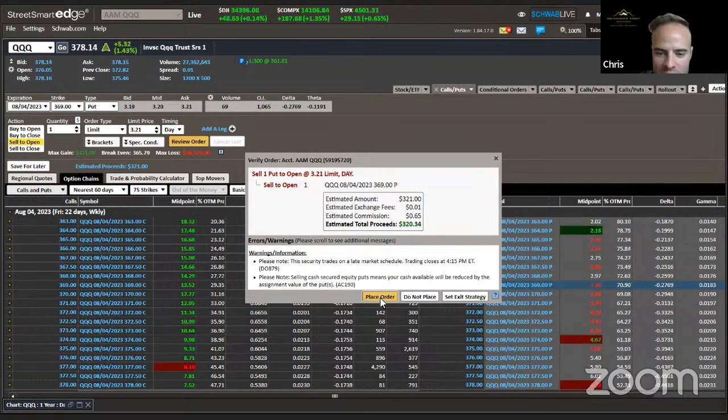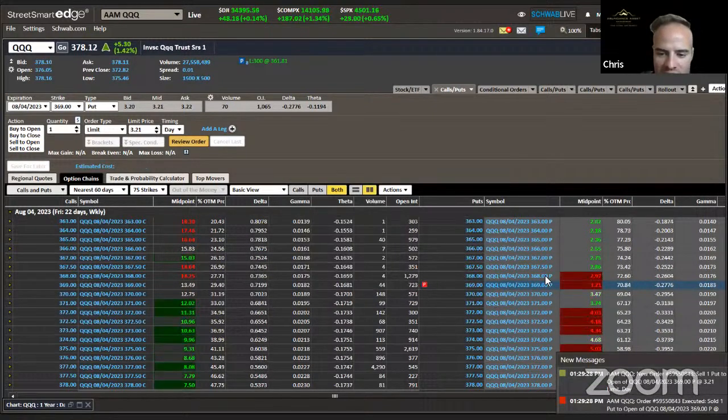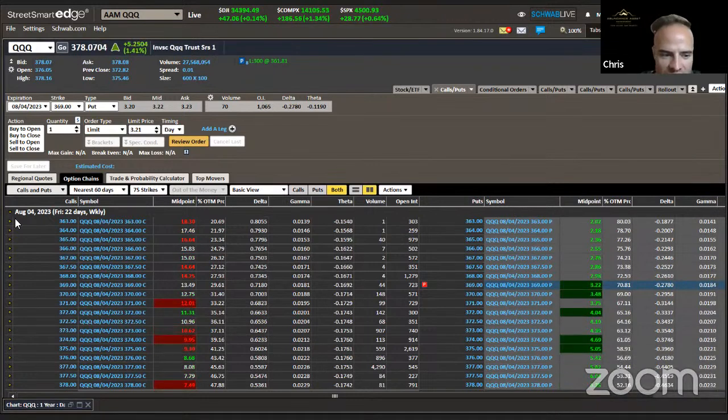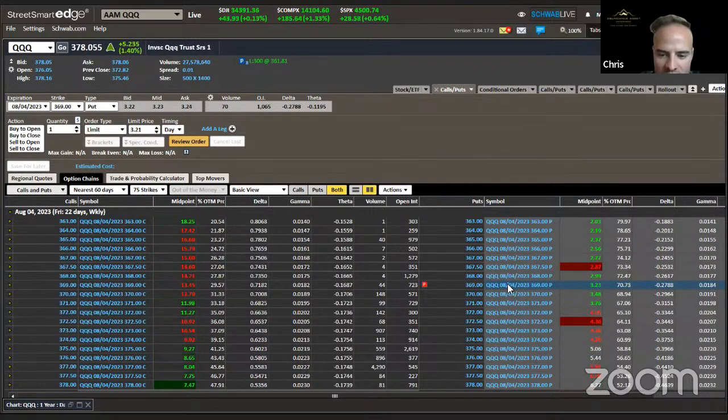So we're obligating ourselves to buy 100 shares of the QQQ if it were to drop back down to 369 by August 4th. We're going to place that order, and it filled immediately. So we got $320 or $321 deposited into our cash account just by selling that put. Our obligation is, if by August 4th the QQQ is trading below 369, then we have to buy the shares. But we're happy to own shares anyways.